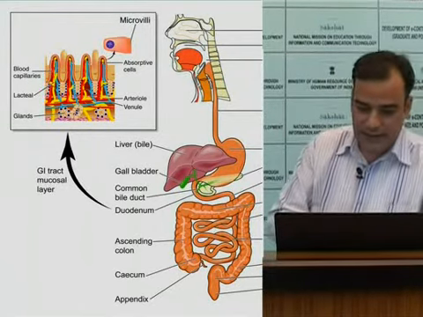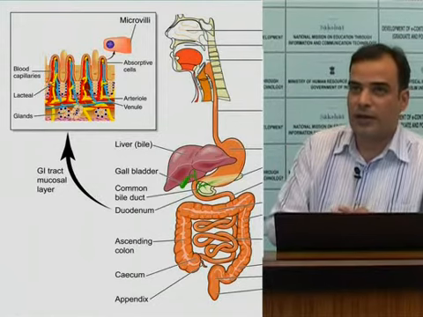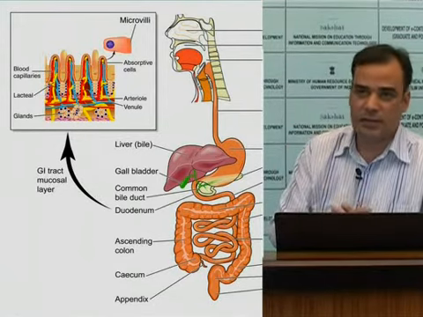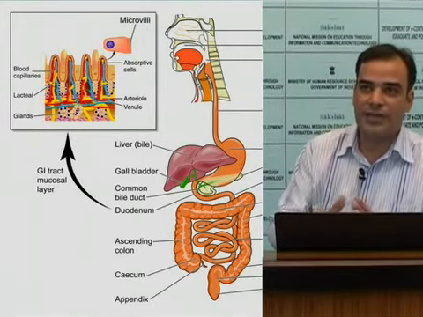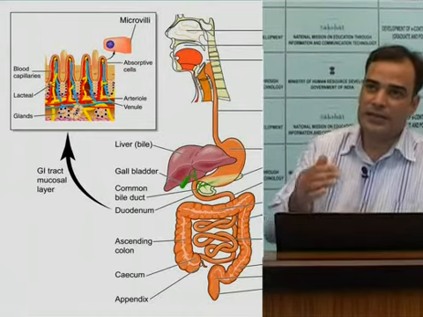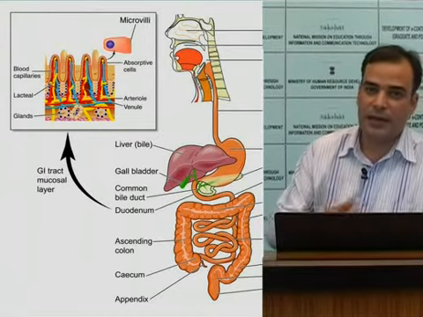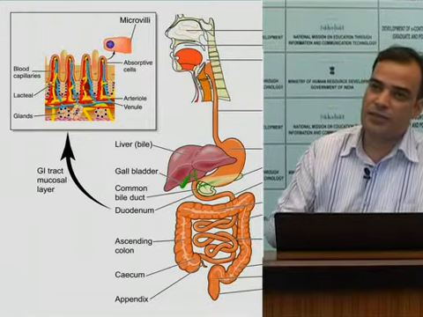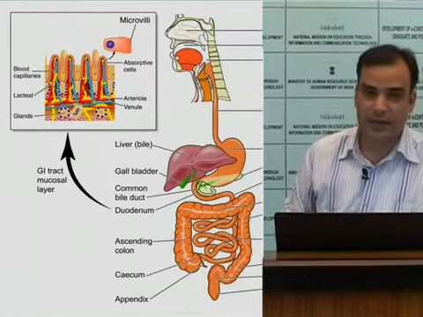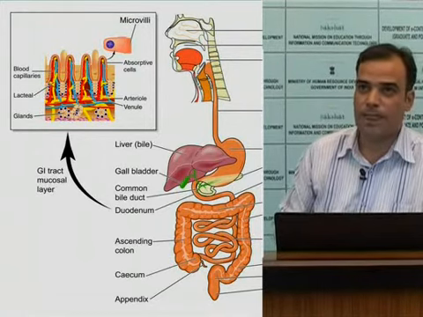Now you can see the secretions in a nutshell. Various enzymes are secreted by the digestive system, along with HCl, acid, and bile. These three secretions, enzymes, acid and bile, aid in digestion. Then another secretion is the mucus, and this, as I said earlier, is the protective secretion.